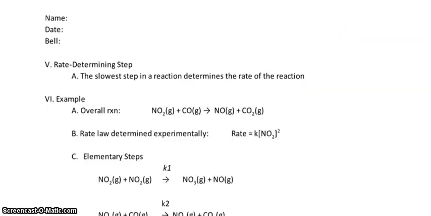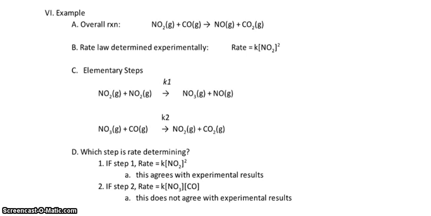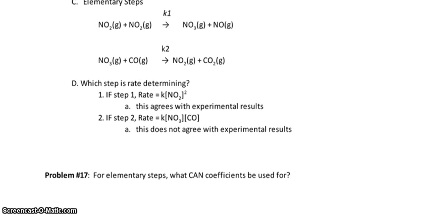All right. So again, the rate determining step is the reaction that determines the rate of the reaction. So going back to the example we just gave you, the overall reaction is given. The rate determining step is given. There are your two elementary steps. And then again, this is summarizing which step is rate determining. If it's step number 1, we're looking at the rate of the first one. It does agree with the experimental results, and step number 2 definitely does not.